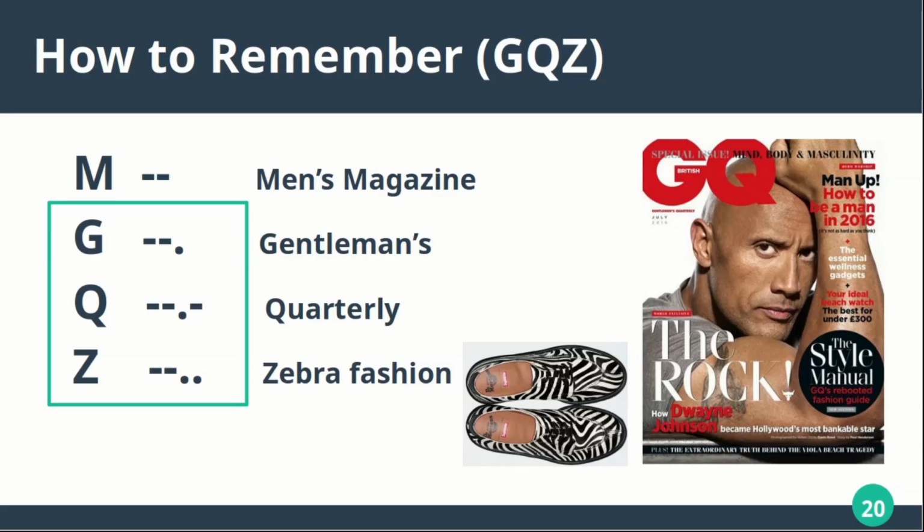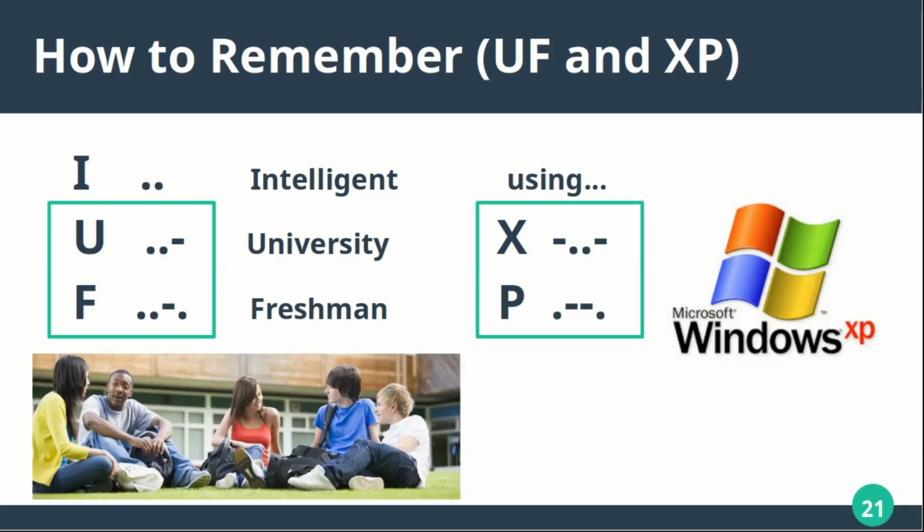Now, the way I think of the other 4 letters that remain are U, F, and XP. So remember, U and F come from using two dots at the beginning instead of two dashes, like the GQZ group. And if you use two dots, it's an I. So you can say that intelligent university freshman. Or you can come up with any other memory tool you want. That's the one I came up with.